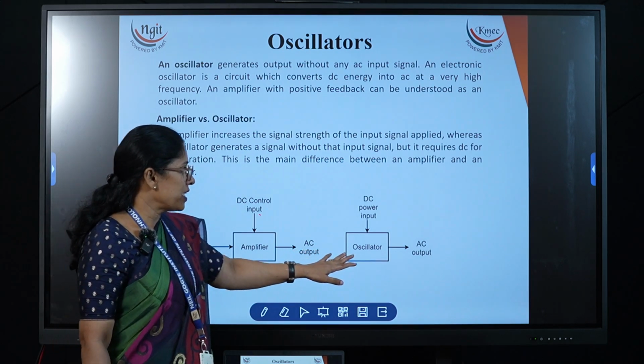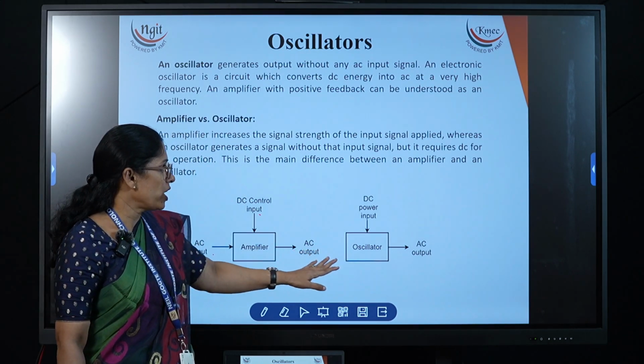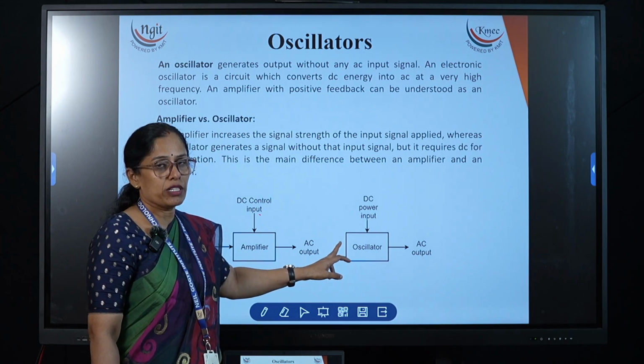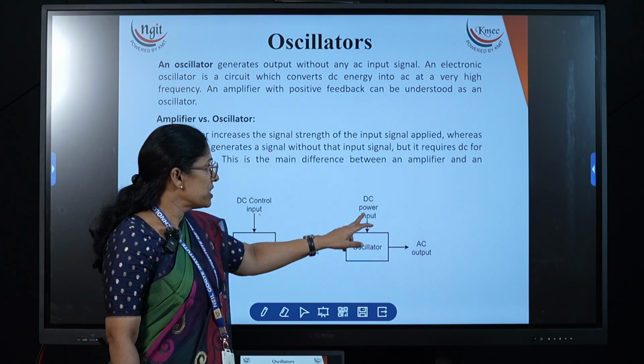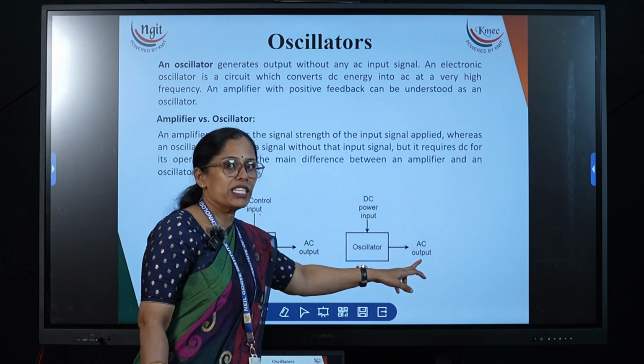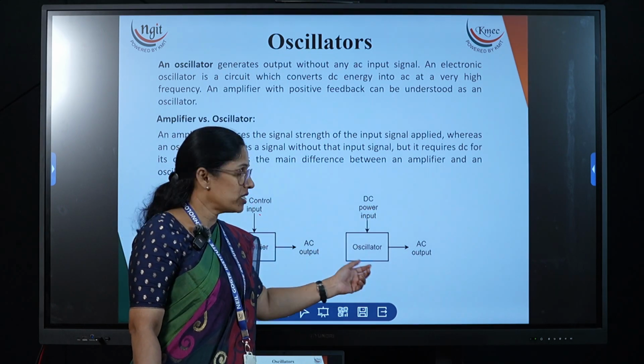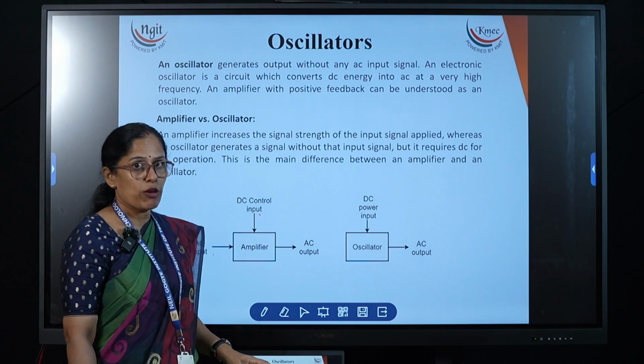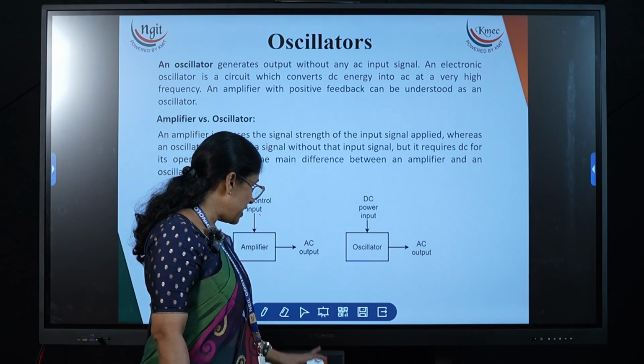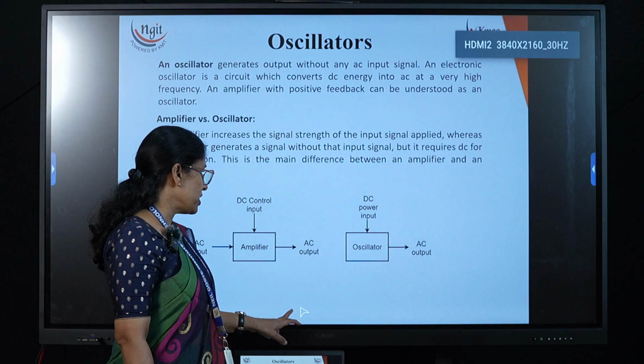Now coming to the oscillator, it is almost like an amplifier only, but here the input signal is absent. We are not giving any input signal. This DC is converted into an AC signal in the case of the oscillator. This is the main difference between an oscillator and an amplifier. An oscillator is a generator which will produce the oscillations.